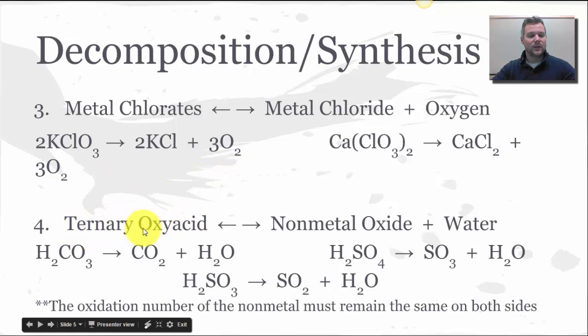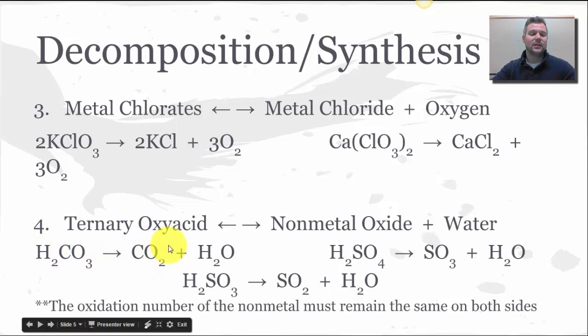Number 4 is probably the most difficult because we have this ternary oxy acid, so we need to have a 3 or more atom acid. Oxy has to contain oxygen. It starts with hydrogen, there's our acid. Turns into a nonmetal oxide. So the nonmetal in this ternary oxy acid is carbon, and so we have a nonmetal oxide right here, carbon dioxide, that's our nonmetal oxide, and then water. The trick is, though, that we need to keep this carbon with the same oxidation number.